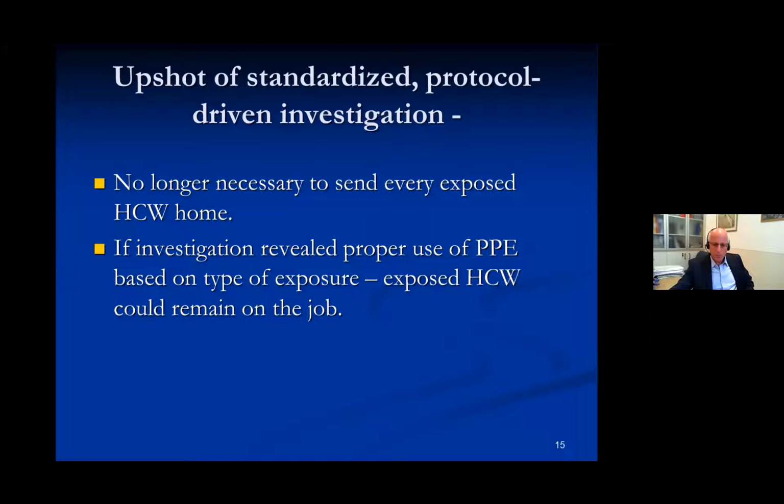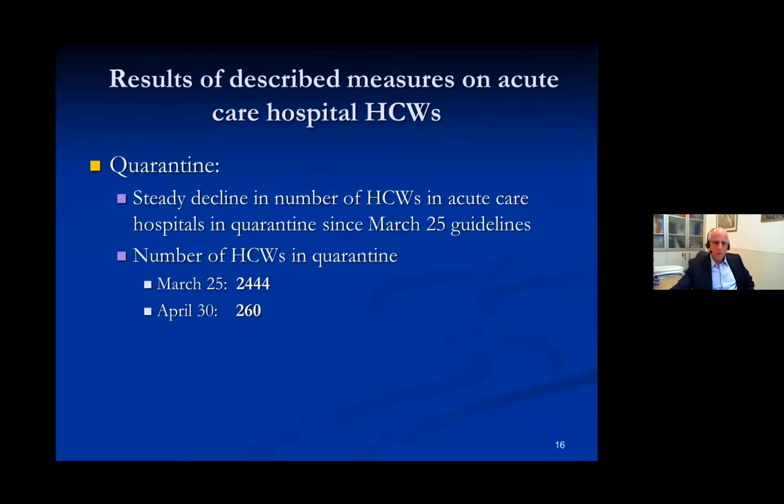If our investigation revealed proper use of PPE based on the type of exposure, the exposed healthcare worker could remain on the job. So what are the results of the described measures on acute care hospital healthcare workers? As far as quarantine, since March 25th there has been a steady decline in the number of healthcare workers in acute care hospitals that have required going into quarantine. On March 25th, the peak that we reached was 2,444. By April 30th, that is down 89% to 260.